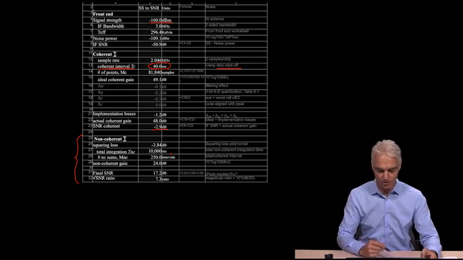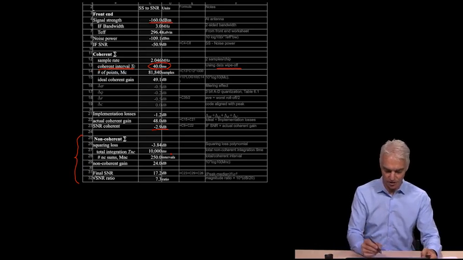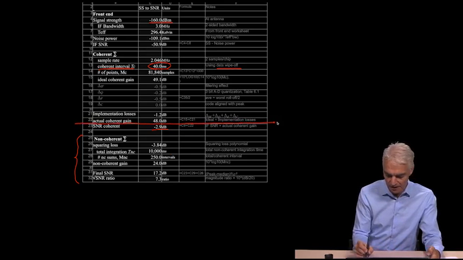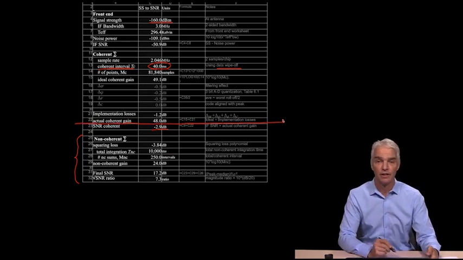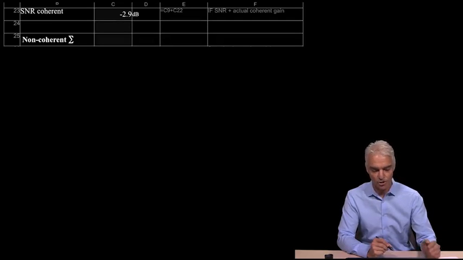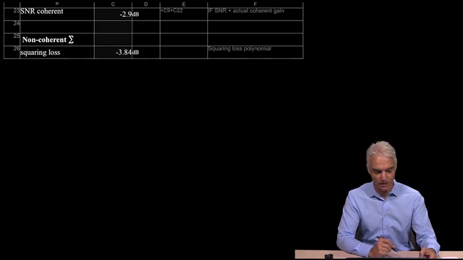Because these numbers are quite small now, what I'm going to do is cut this spreadsheet right here at the end of the coherent integration, which is something we've studied before, and then put that up at the top. So we start with the coherent SNR of minus 2.9 dB and say, okay, now we're going to do non-coherent integration from here, and how's it going to work out? So let's go line by line.